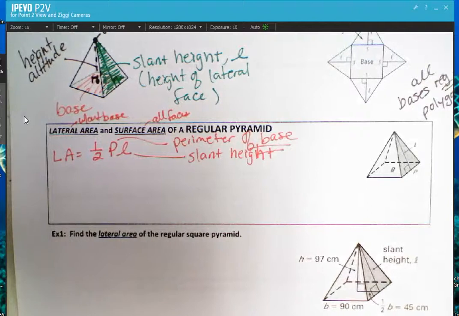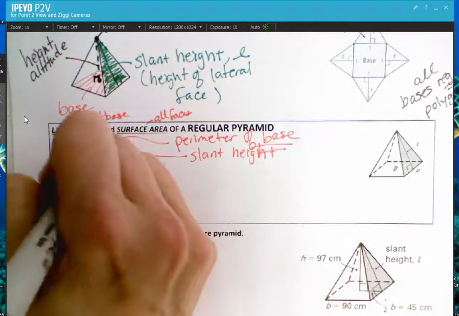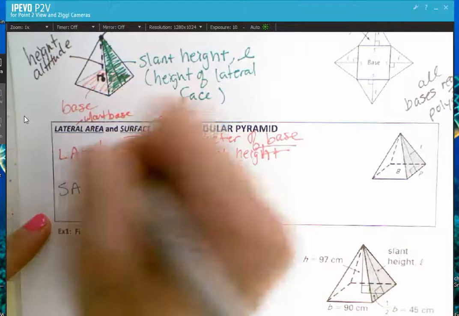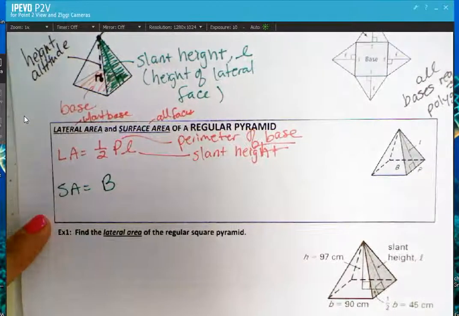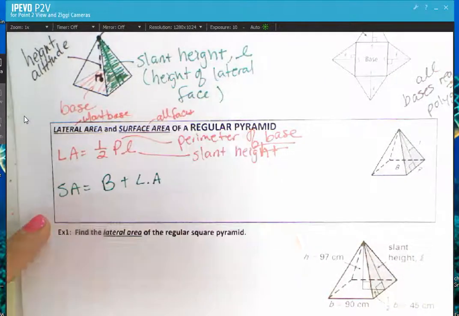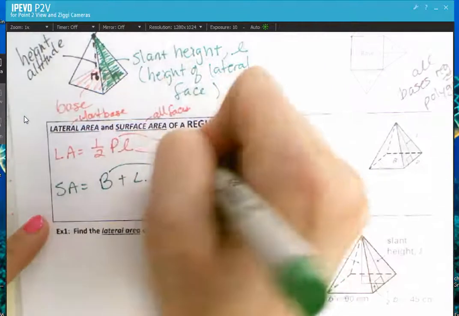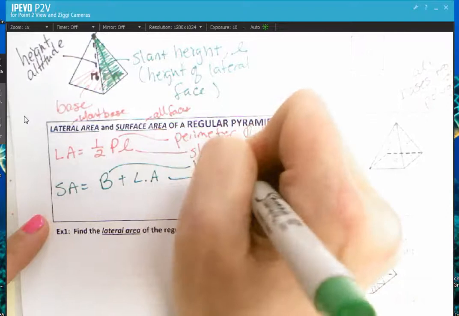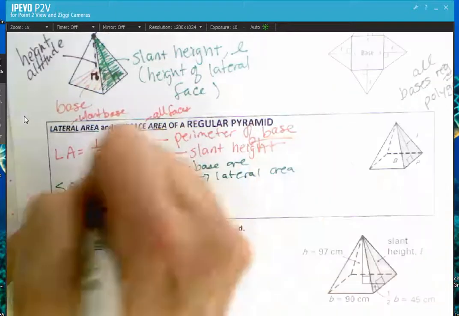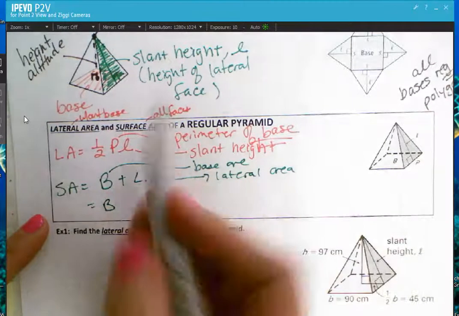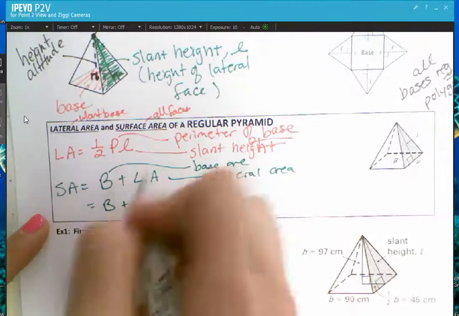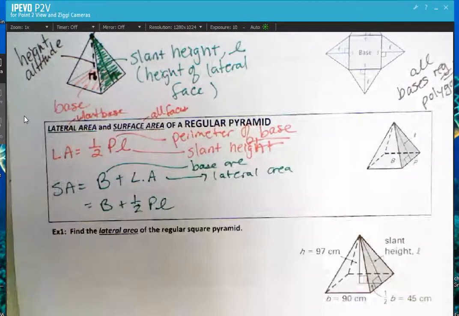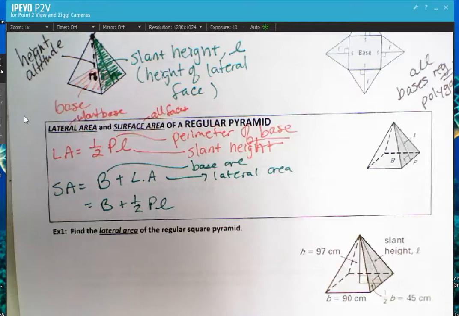And then we also have the surface area. Surface area, basically speaking, and I think on your Ames reference sheet, talks about big B, which is your base area, plus your lateral area. So B is base area, and LA we already know is lateral area. So we can substitute in for my lateral area. We already know it's defined as 1/2 the whole perimeter of the base times the slant height. So let's take a look at these.